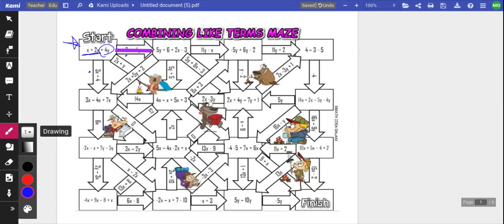All right, now let's go and do the next one, and then the remaining you should be able to do yourselves. All right, I have a 5Y, but I have no other Y's, so that stays alone. I have a 2X, no other X's. I can combine, though, my constants of 6 and a negative 3.